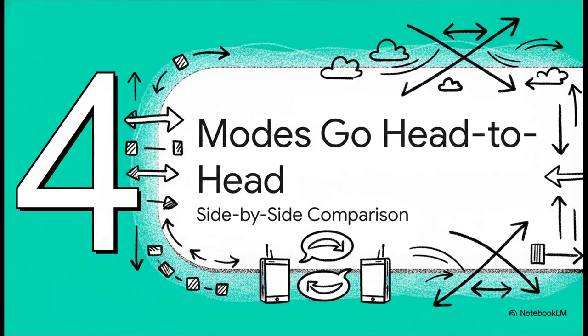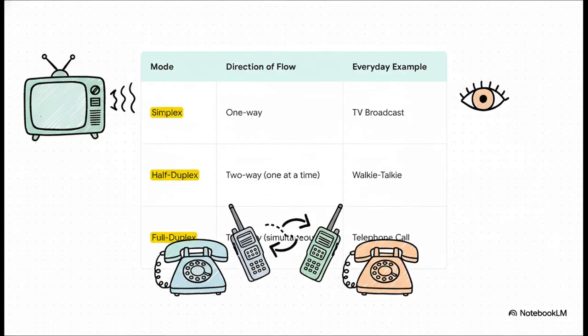Okay, so we've looked at the one-way street, the turn-taking conversation, and the superhighway dialogue. Now let's just put them all right next to each other to really lock in the differences. So here's the whole thing in a nutshell. You've got simplex, it's one way, like your TV. Then half duplex, it's two-way, but you gotta take turns, like a walkie-talkie. And finally, full duplex, two-way, at the same time, just like a phone call. We've basically gone from a shout to a conversation.